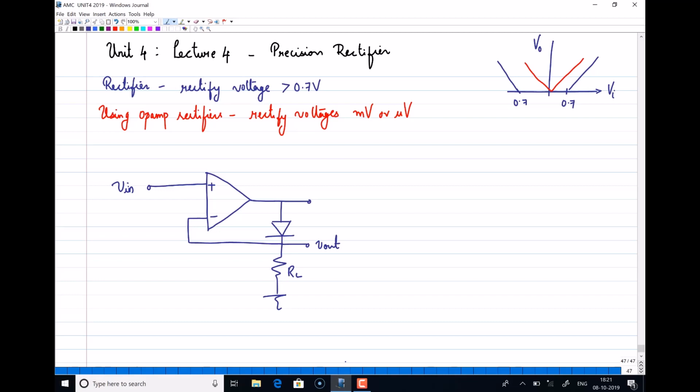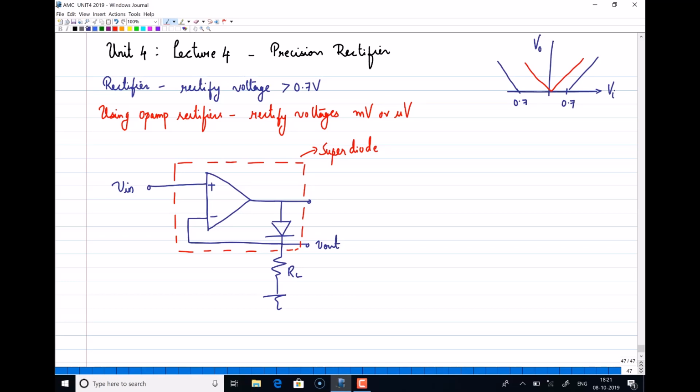So whenever we use a diode in the negative feedback loop of an op-amp, this combination is called a super diode. Why? Because this combination can rectify voltages. Even the slightest positive voltage it is able to rectify. So let us see what is the minimum voltage that this rectifier, this super diode, can rectify.